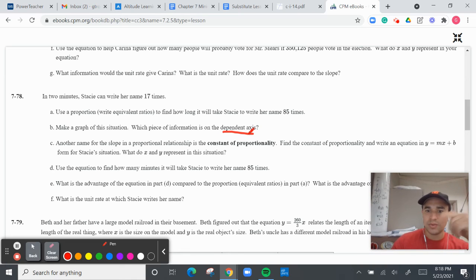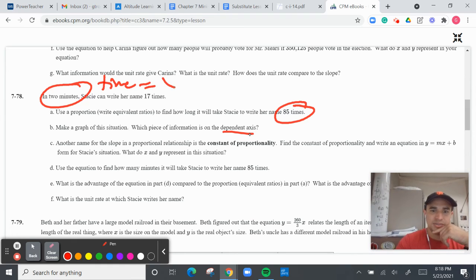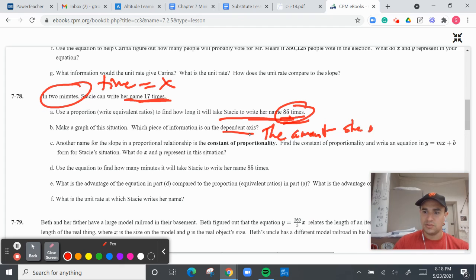Well, we know that we have time. Oh, not time. Where is it? 2 minutes. And this is time. And time is usually x. So that means 85 times is the write her name, and 17 times write her name. That is going to be our dependent axis. The amount she writes her name.